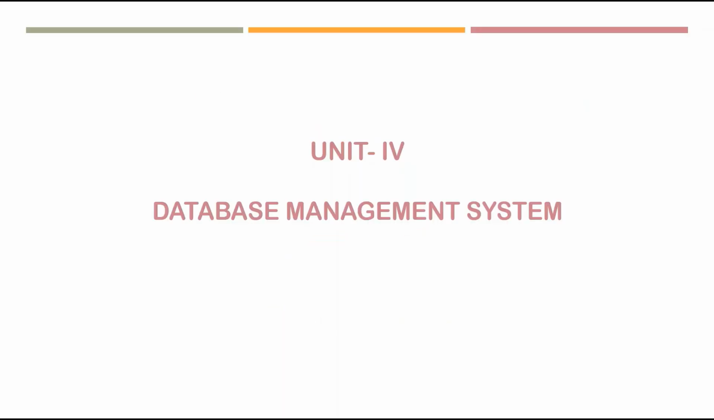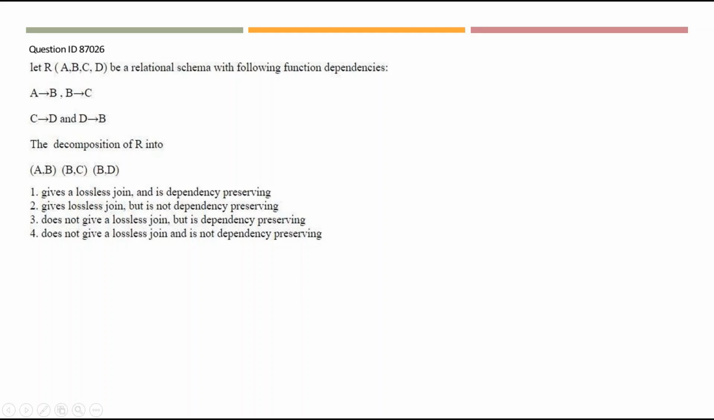Let's discuss Unit 4 solutions. Let R with attributes A, B, C, D be a relational schema with the following functional dependencies. They have given 4 functional dependencies. The decomposition of R into (A, B), (B, C), (B, D).